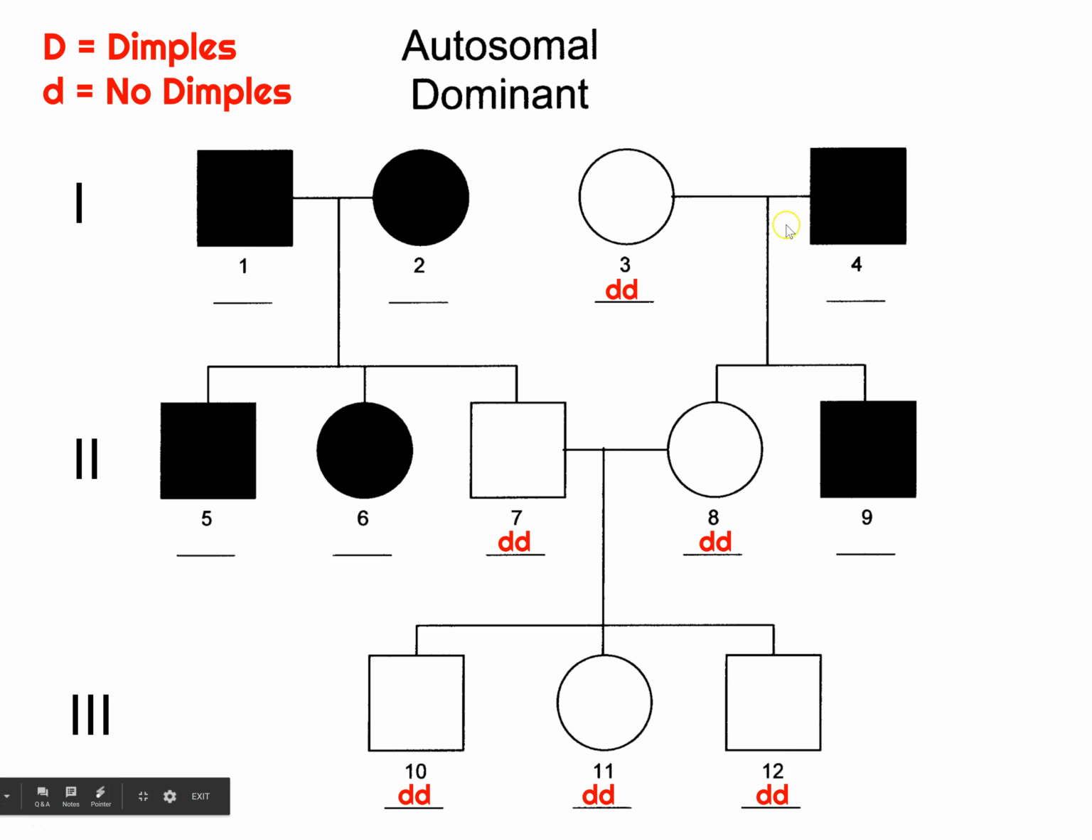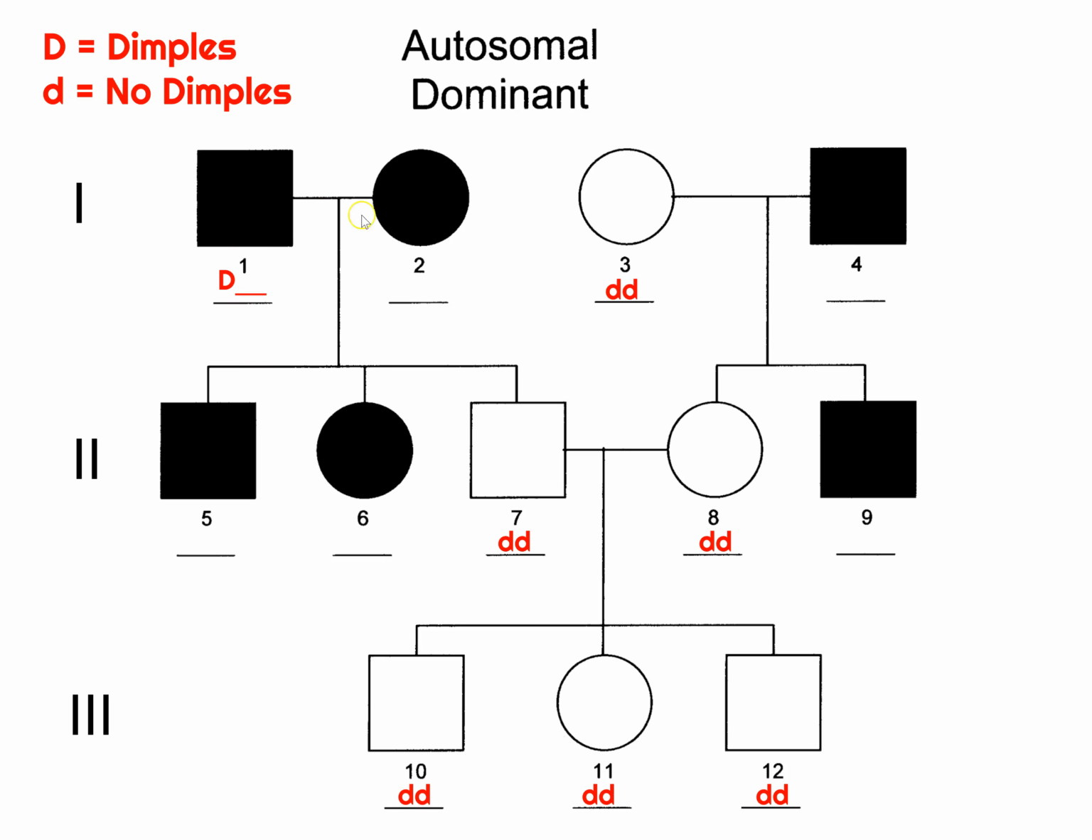Okay, all of the other people in this pedigree, we know they have to have at least one big D. So I'm going to put a big D on all of those. Now I have to figure out what the other D is. Is it a big D or a little D?